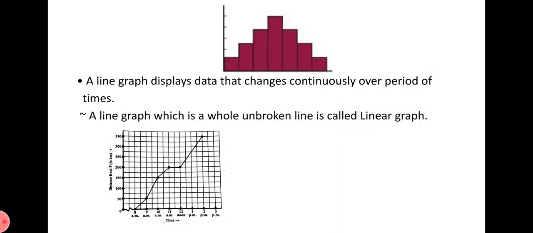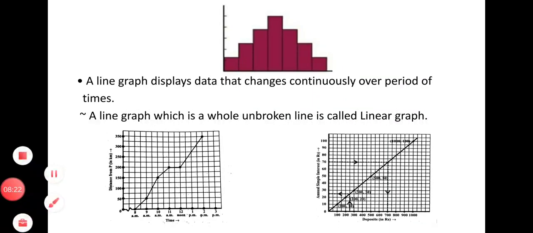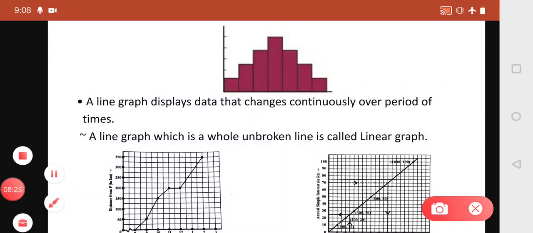And one type of line graph is known as a linear graph. A line graph which is a whole unbroken line is called a linear graph. Now one of the line graphs is such where you will get the whole line unbroken. Let us see in the example. Here you can see all the points, when we join them, we get a straight line and it passes through the origin. So it is called a linear graph. Linear means straight only.